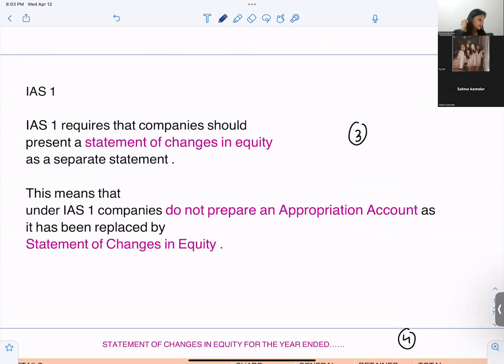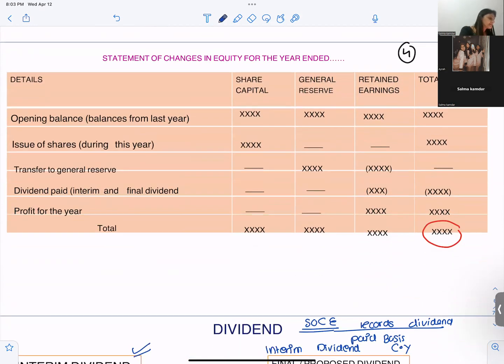Okay. So statement of changes in equity, what are the columns that come in your statement of changes in equity? Share capital, general reserve, retained earnings, and total. So you will first have the opening balances from last year. The very first thing that you will write is your opening balance, right? You will write whatever is there in the respective columns. Then issue of shares.